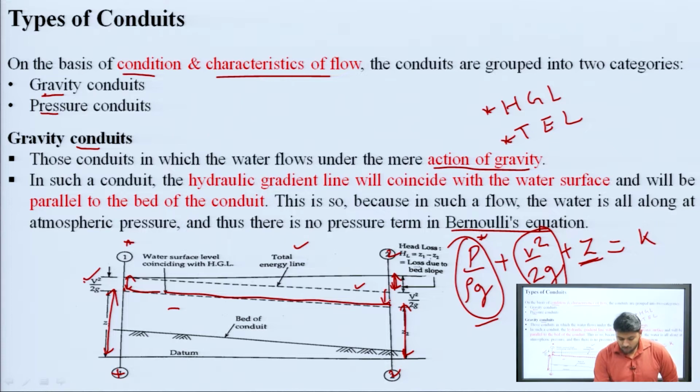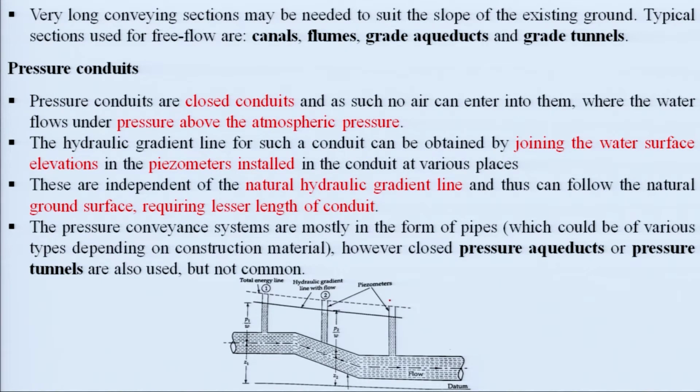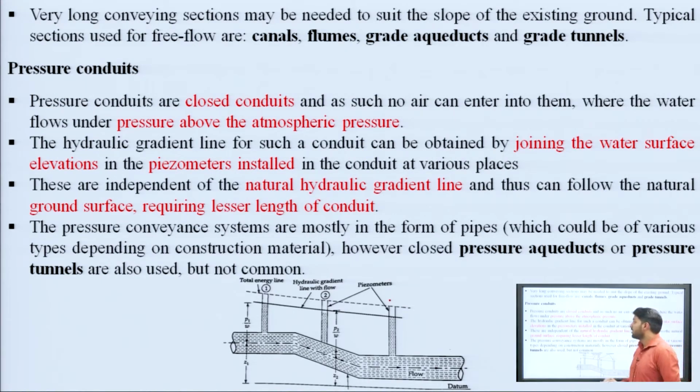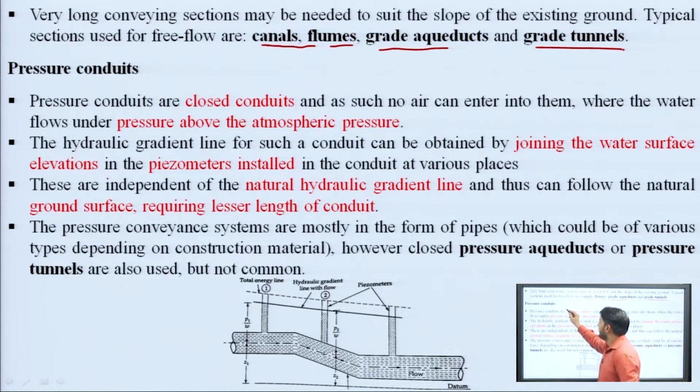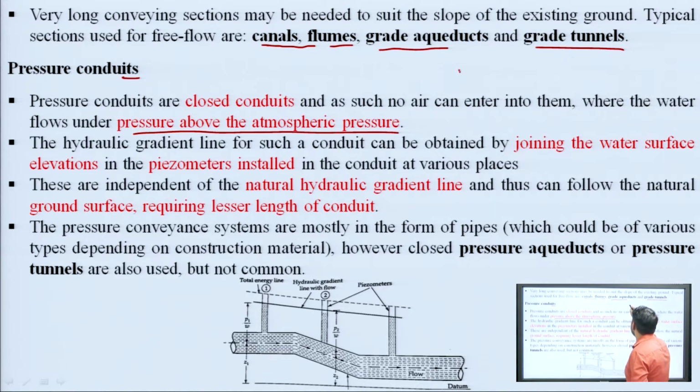Okay. Next are the various forms of gravity conduits. The gravity conduits are in the form of canals, flumes, aqueducts and grade tunnels. Gravity conduits can be seen in the form of canal, flume, aqueduct and grade tunnels. Next conduit is our pressure conduit. What will happen in this conduit? In this conduit the water will flow under a pressure greater than atmospheric pressure. Here pressure is greater than atmospheric pressure.